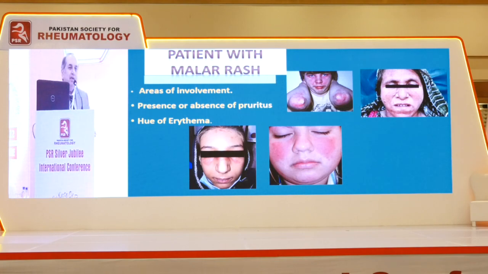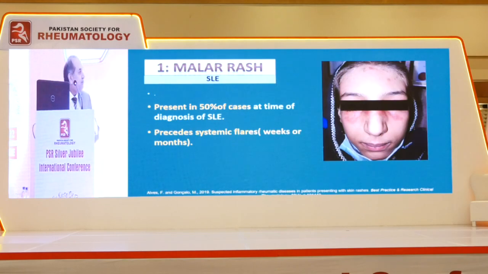We must be analyzing the hue of the color, whether this is just pink or reddish or is violaceous. Then we will ask the patient about the history of itching, if it is mild, absent or severe. So these factors will help us in diagnosing. The malar rash which is seen in SLE is present in 50% of cases at time of diagnosis of SLE. So this is quite significant.